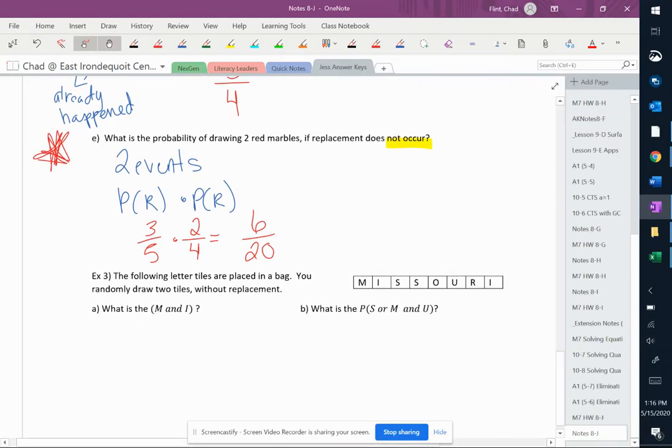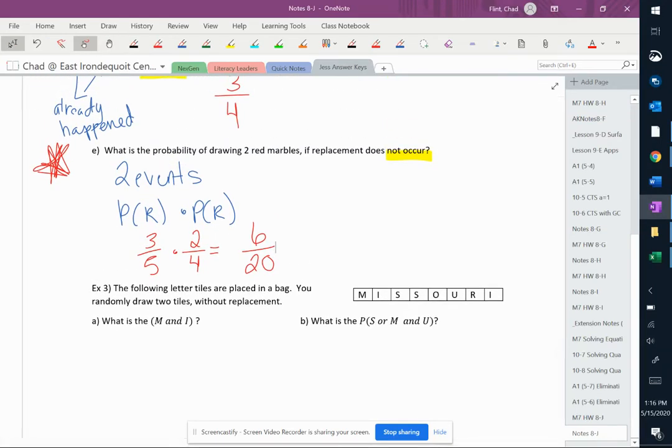So back to this part E here for a second. Like we said, the probability of picking a red marble first to start off with was 3 out of 5 because there's 3 red out of 5 total. Now, after I've already picked that red one, I have a red marble in my hand. Going back in to pick another red, there's only 2 out of a total of 4 this time. That's where that second fraction came from.